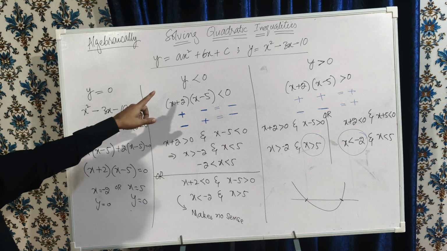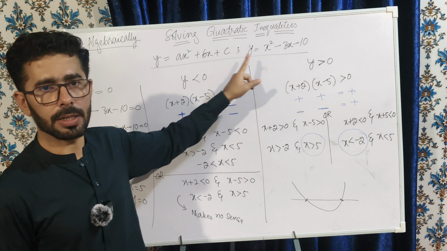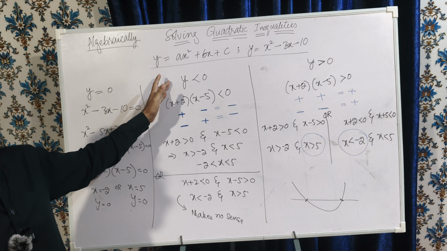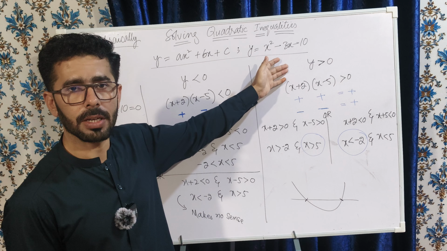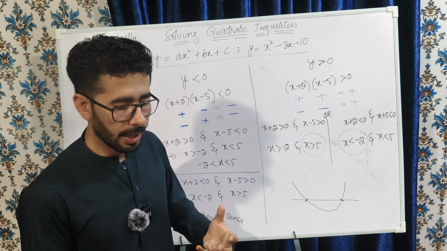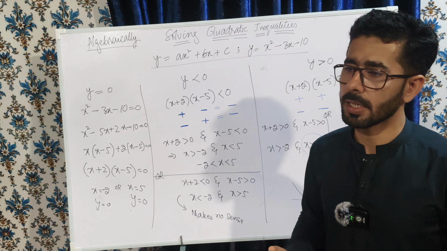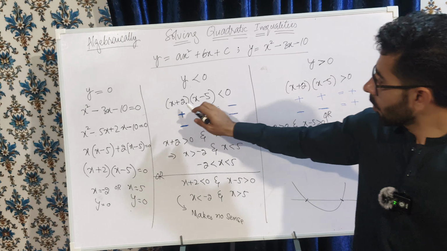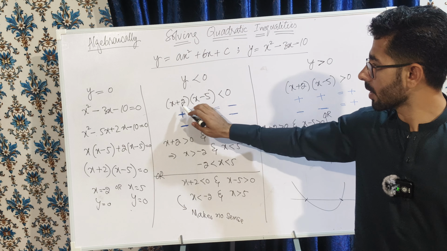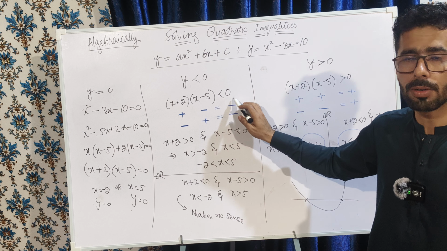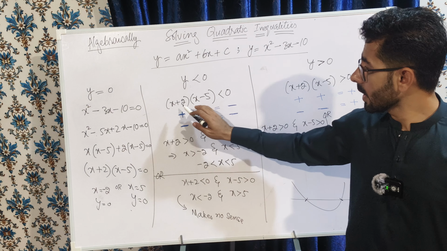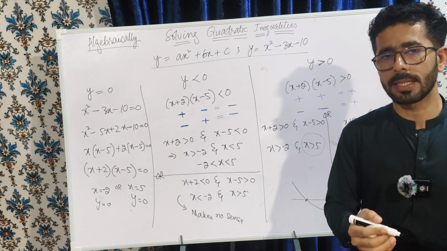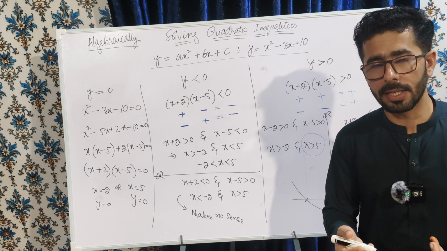Now is the main part that we want to discuss: whether y is less than 0, that becomes an inequality, or if we have y bigger than 0, that's again an inequality, and both of them are quadratic inequalities because the expression that we are dealing with is a quadratic expression. So we already have a factorized version, x plus 2 times x minus 5 less than 0. You see here two things are getting multiplied and their answer is less than 0. That means their answer is negative.